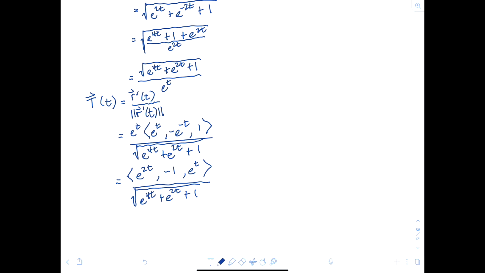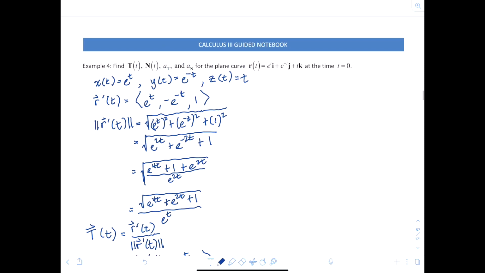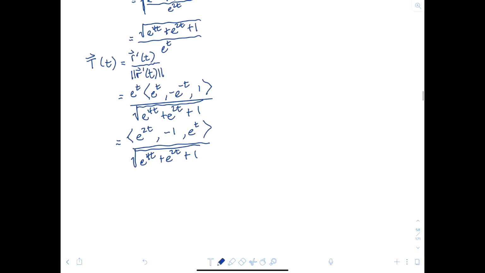All right, so we wanted to find all of these things at t equal to 0, right? So here we can certainly take note that this was all, remember, T(t). Now, I'm going to copy this one because I'm sure we're going to need it.